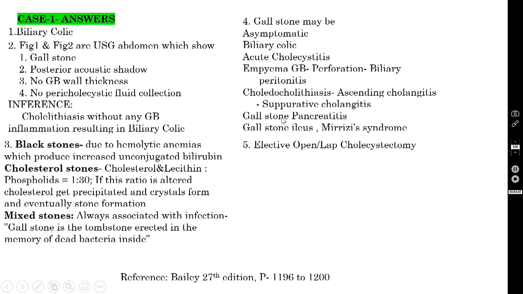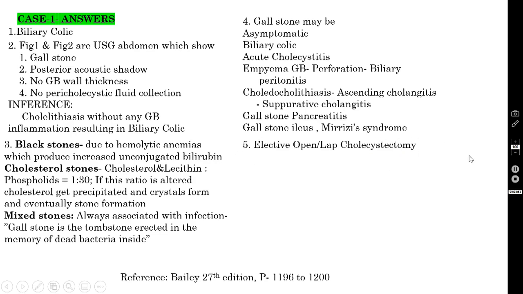What are the various modes of presentation of gallstone? Gallstone could be asymptomatic, or it could be biliary colic, or acute cholecystitis, or it can go on to empyema of the gallbladder, eventually perforation producing biliary peritonitis. Or a gallstone may go into the CBD through the cystic duct and block the CBD, which is called choledocholithiasis. Choledocholithiasis can produce ascending cholangitis or suppurative cholangitis. These are the complications of choledocholithiasis. Or the gallstone can produce gallstone pancreatitis if it obstructs the terminal part of the common bile duct. Gallstone can also produce gallstone ileus and Mirizzi's syndrome, which I will discuss in detail in one of these case scenarios.